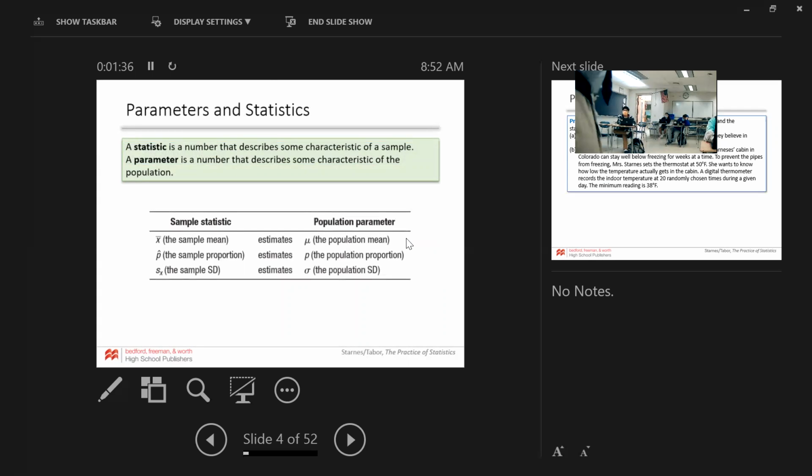And this is also a review. Remember, Roman letters for the sample, Greek letters for the population. If you see a Greek letter, that is referring to a parameter. If you see a Roman letter, that's referring to a statistic.